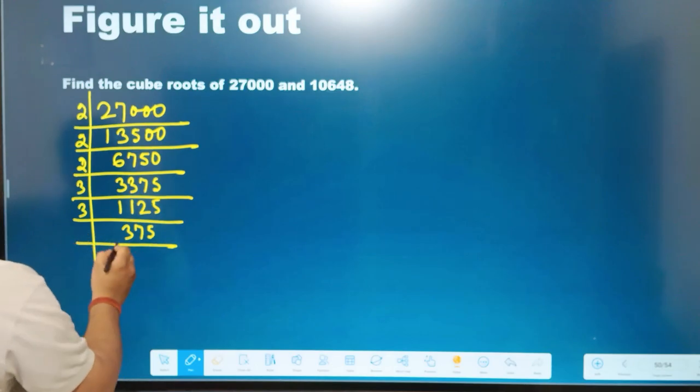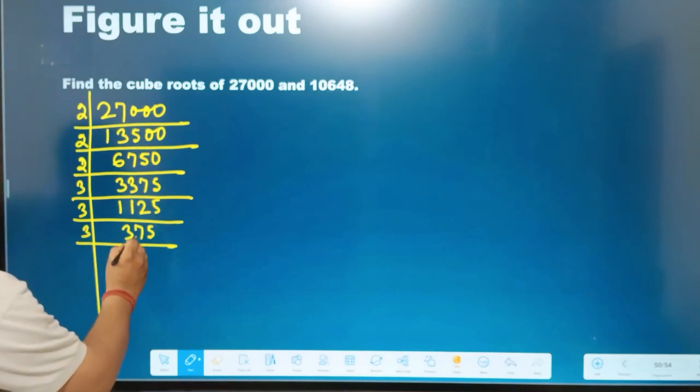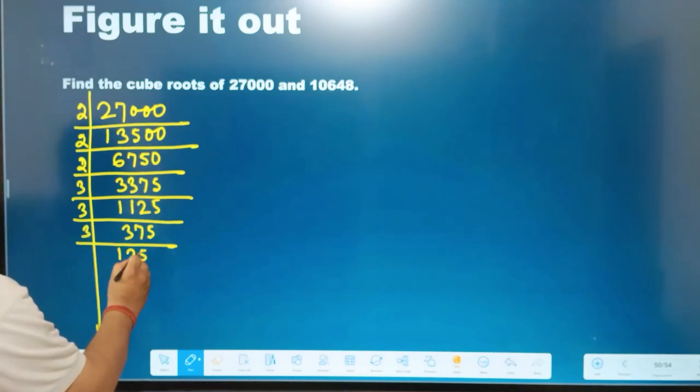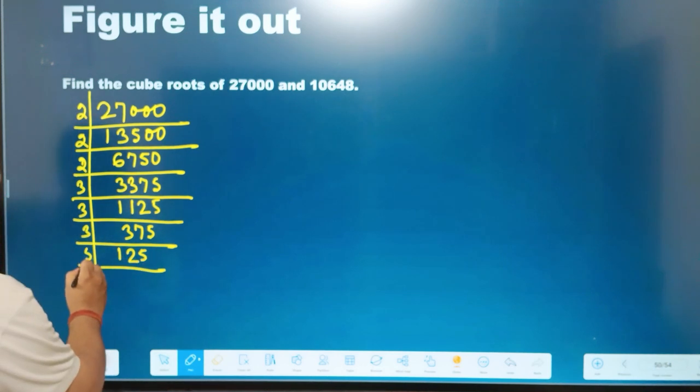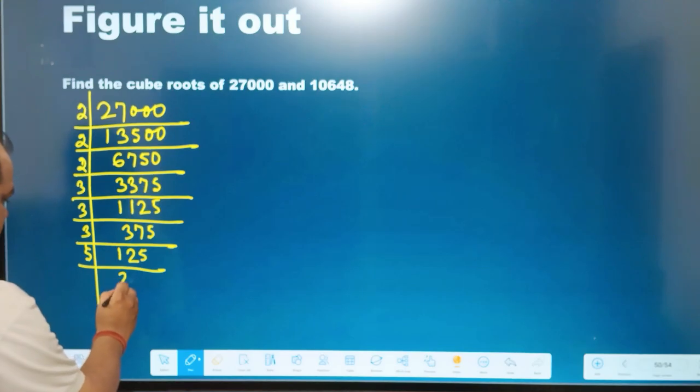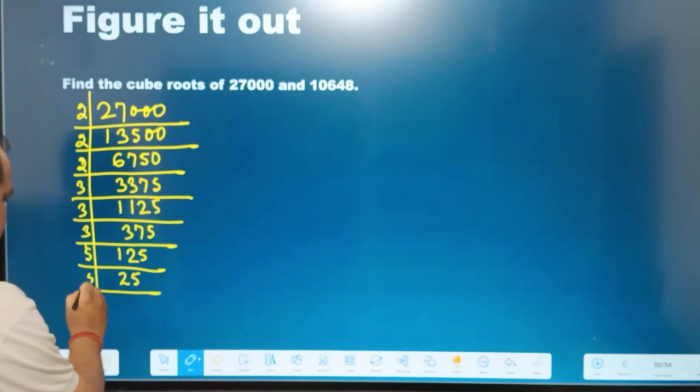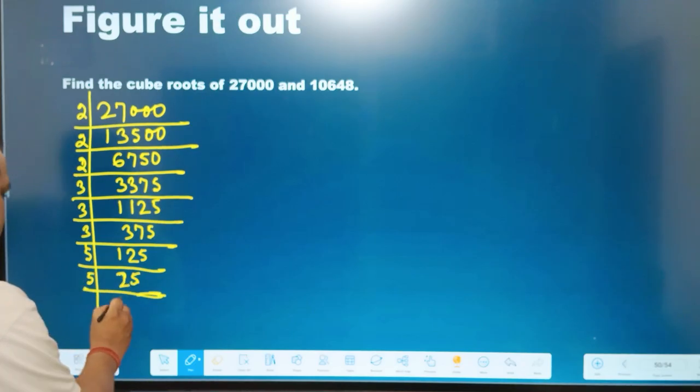Again we'll go with 3. 3 1s are 3, 3 2s are 6, balance 1, 3 5s are 15. Now it will not go with 3 because it has got the end 5. So it will go with 5. We'll start with the 5. 5 2s are 10, balance 2, 25, 5 5s are 25. Again 5 will have 25. Oh, sorry. This will be 5 5. Again 5. This will be 1.